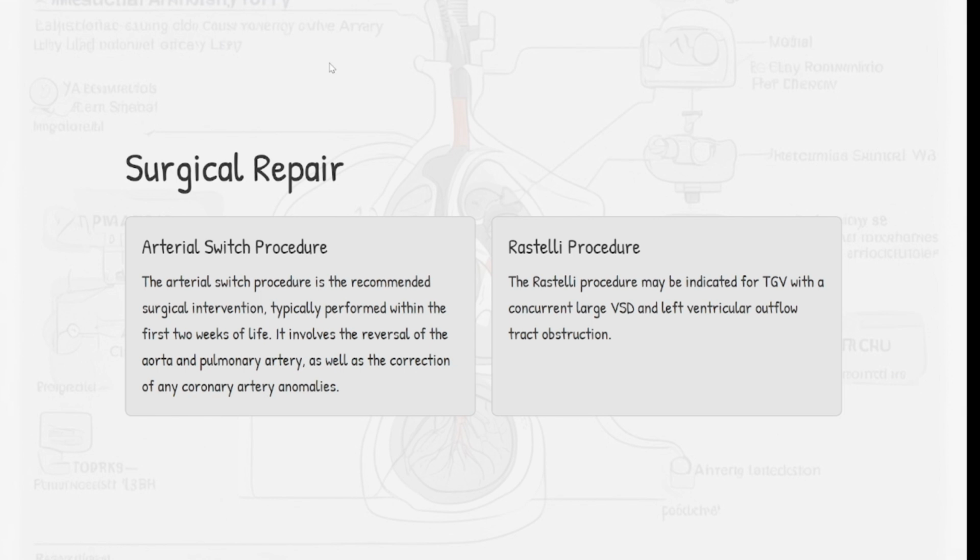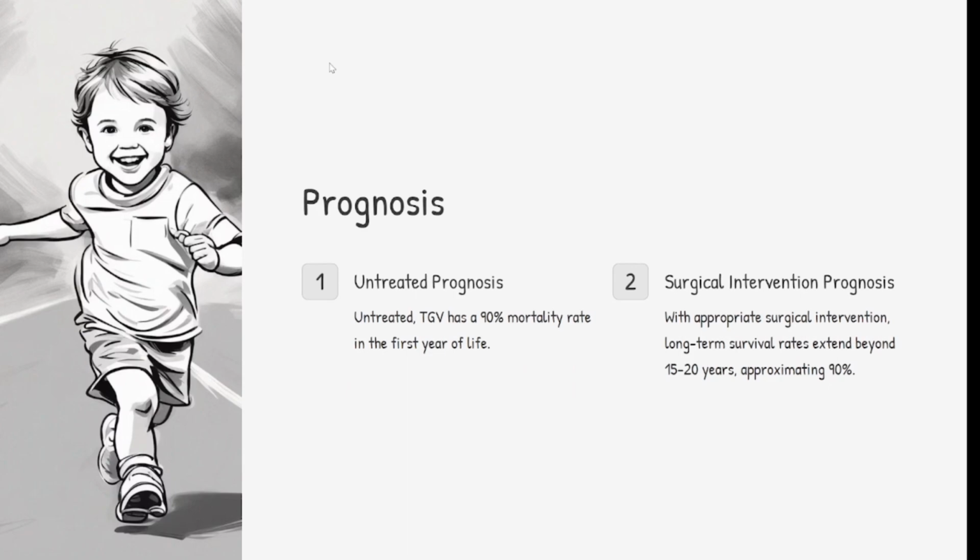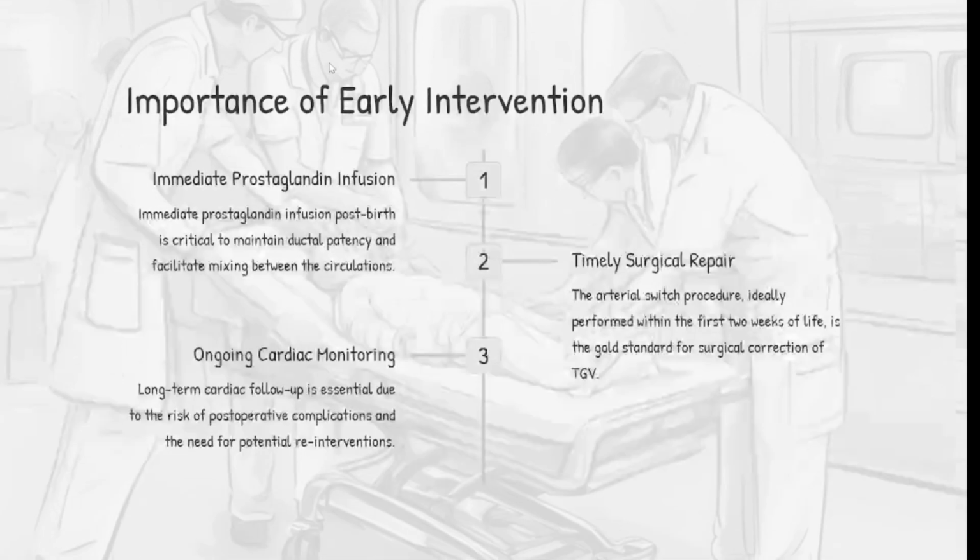High yield points. Immediate prostaglandin infusion post-birth is critical to maintain ductal patency. The arterial switch procedure, ideally performed within the first 2 weeks of life, is the gold standard for surgical correction. Long-term cardiac follow-up is essential due to the risk of postoperative complications and the need for potential reinterventions.